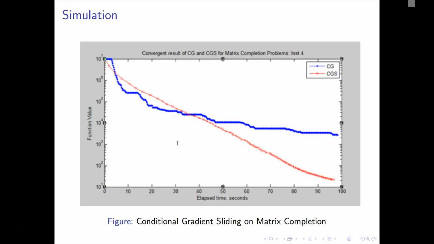And finally, we want to show some simulation results done by Professor Lan. This one is the conditional gradient sliding on matrix completion. So you can apply gradient sliding to a lot of gradient descent algorithms. For example, conditional gradient is another form to solve the same composite optimization problem. It's quite similar to proximal gradient and quite related. I don't want to go too deep into that today.